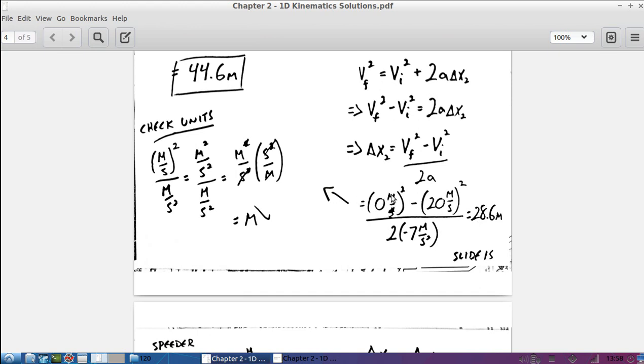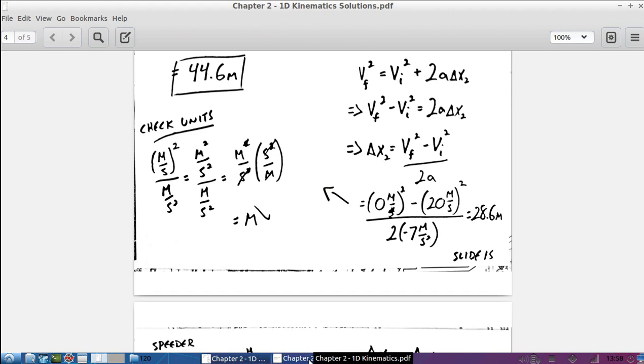Check these units, right? I've got meters per second in the numerator, but they're squared. And in my denominator, I've got meters per second squared. So my units in the top are meters squared per second squared. Distribute that square, right, across the quotient. Meters squared over second squared divided by acceleration units, meters per second squared. Flip that. All my seconds go away. One of my meters goes away. I'm left with meters. Those are units of displacement.